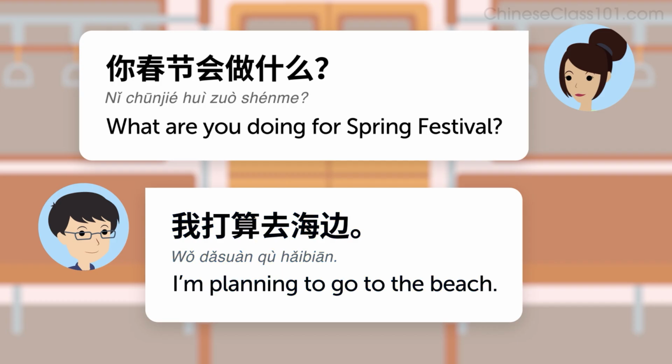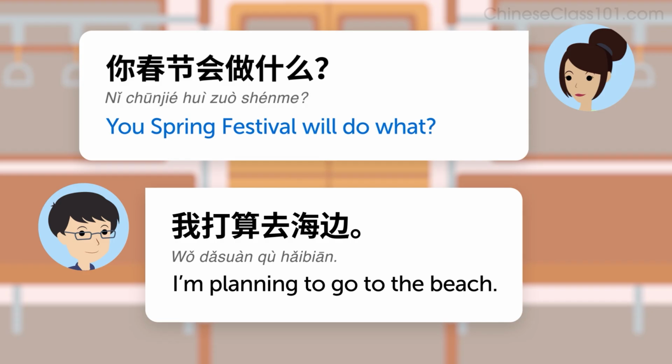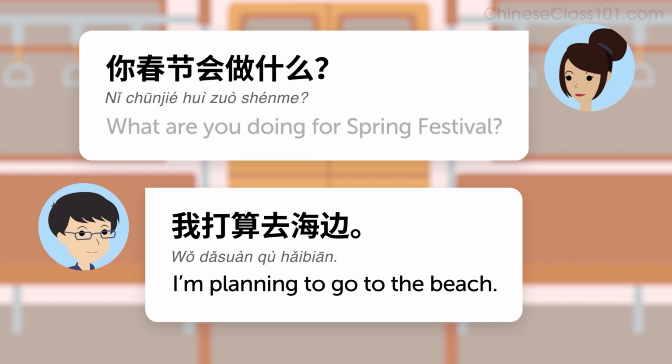First of all, you'll need to learn how to say, what are you doing for Spring Festival? That's, 你春节会做什么？ The Spring Festival marks the new year, according to the traditional Chinese calendar. Listen to it again. 你春节会做什么？ This Chinese sentence literally translates as, you Spring Festival will do what? But it means, what are you doing for Spring Festival?